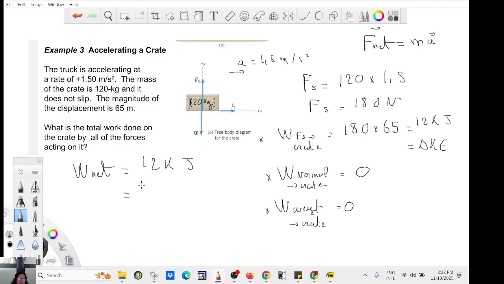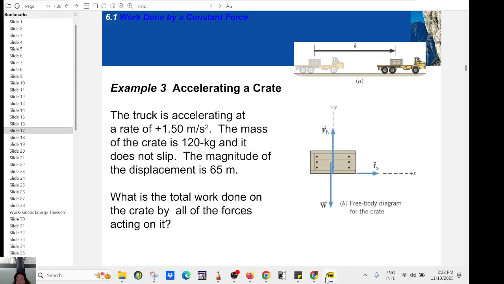Or this is also equal to the net force times the distance. A different way to do it: you can say that the net work is the sum of all individual works, or you can say it's the net force times the distance. Any question? Okay.